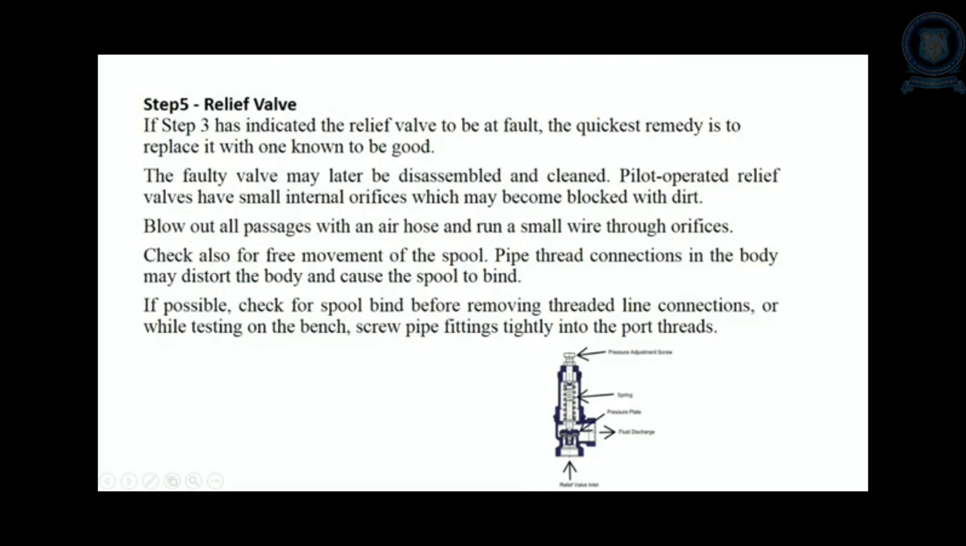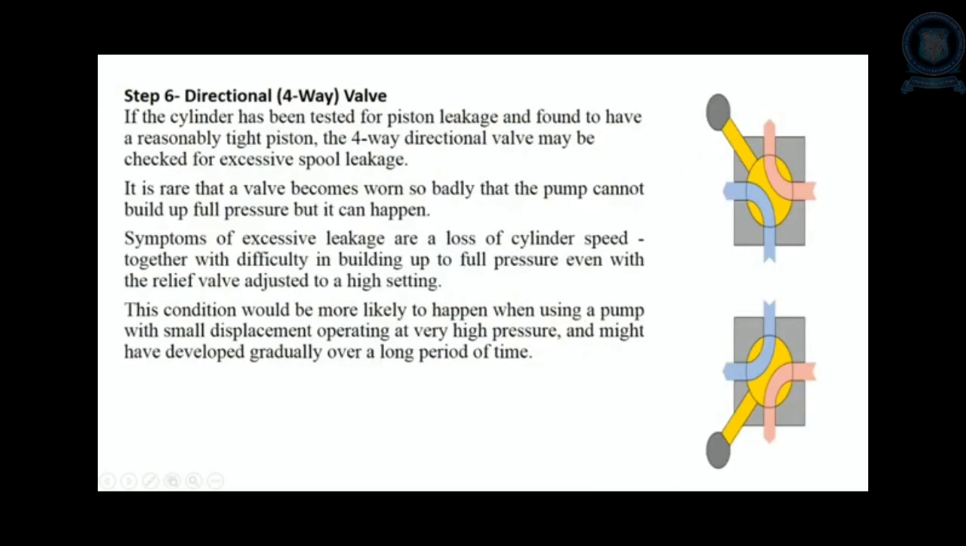Check also for free movement of the spool. Pipe thread connections in the body may distort the body and cause the spool to bind. If possible, check for spool bind before removing threaded line connections, or while testing on the bench, screw pipe fittings tightly into the port threads. The last cause may be the direction control valve.